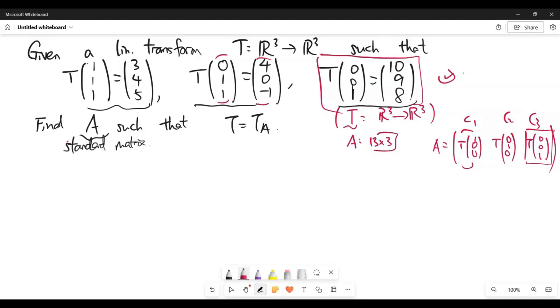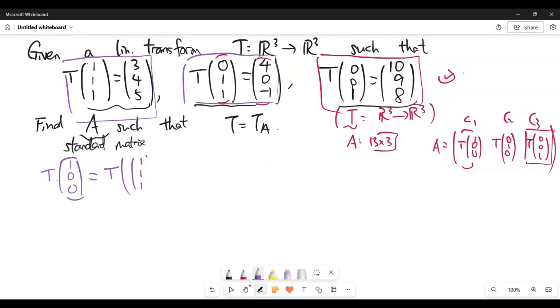But please think about it. How can we compute, for example, how to find the values of T of (1, 0, 0)? Do we have any idea about it? This vector is not given, but we can do this computation this way. Look at this and look at this. The fact is that the vector (1, 0, 0) is the same as the vector (1, 1, 1) minus (1, 0, 1, 1)... right? So now because T is a linear transformation, it means that we can do the calculation this way.